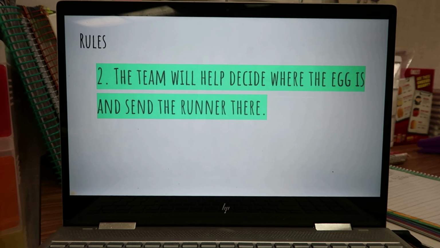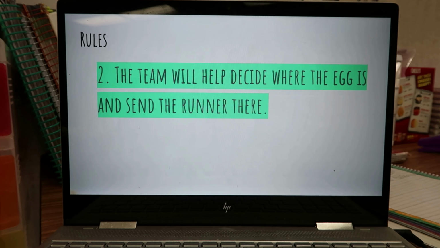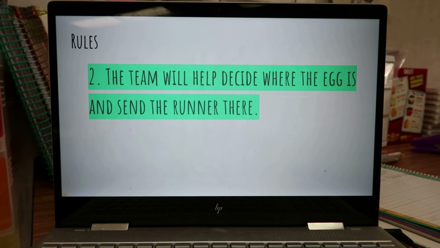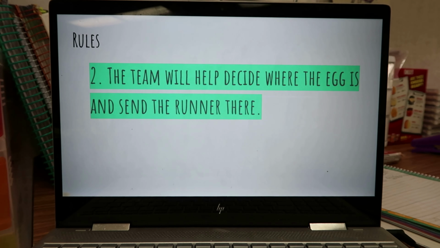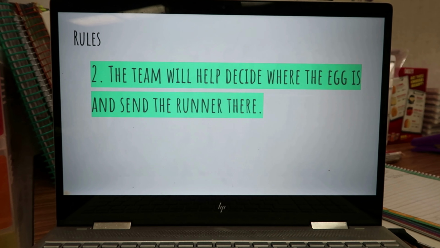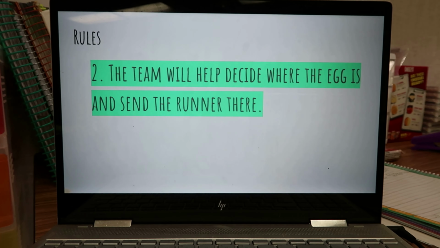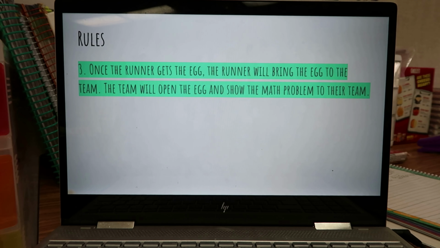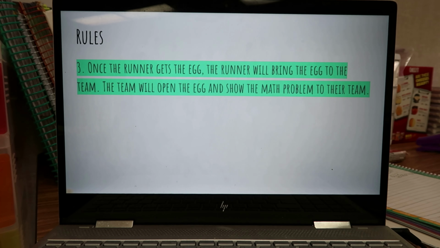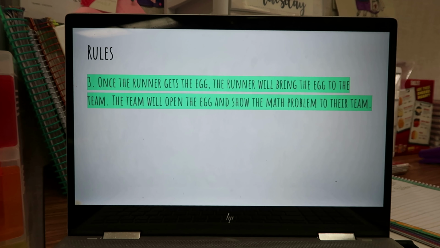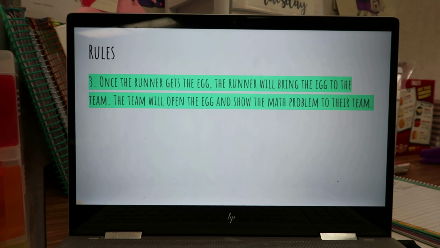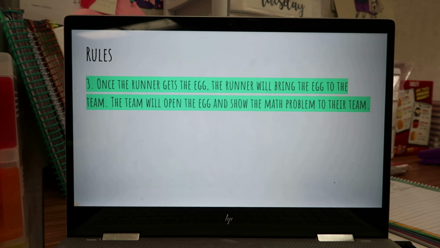Step 2, the team will help decide where the egg is and send the runner there. So they're all gonna decide as a team because it's like a little clue. It's not really a riddle, but it's a clue, and they're gonna go run for the egg. Once the runner gets the egg, the runner is going to bring the egg to the team, and the team will open the egg and show the math problem to their team.